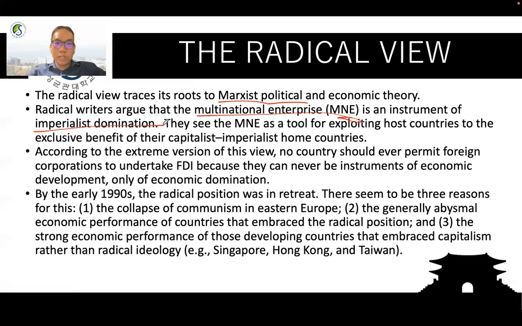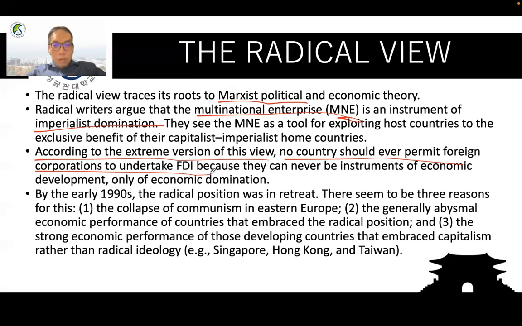permits this ideology, saying that multinational corporations just want to exploit a country. They exploit the host country, to benefit as much as possible, and then they just leave when there's nothing else to exploit. So under this extreme version, no country should ever permit foreign corporations to undertake FDI. It's better to say no to FDI, right? If the country believes in this radical view, they just come here for exploitation.